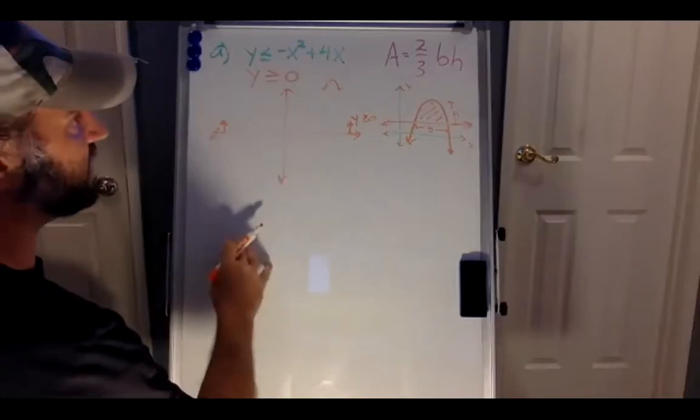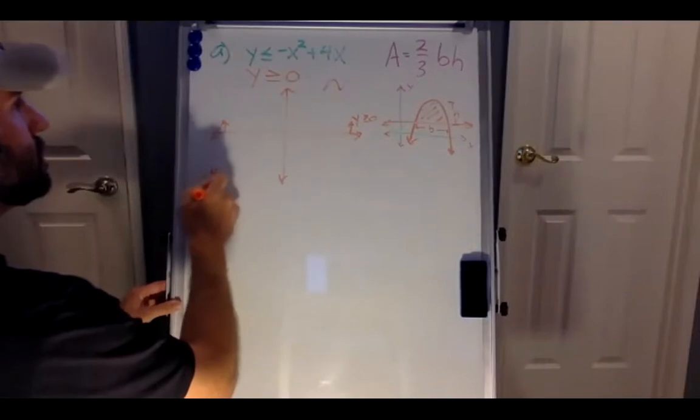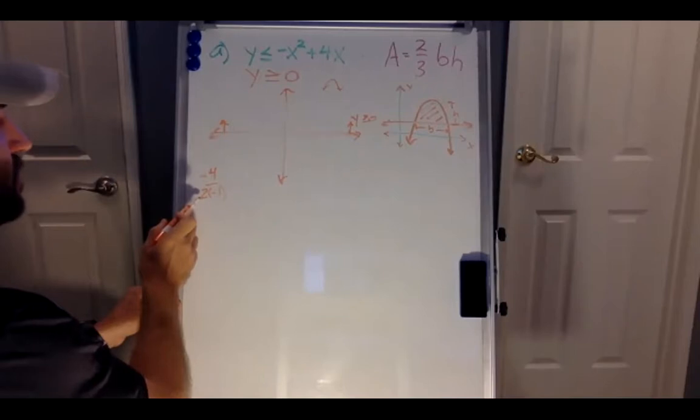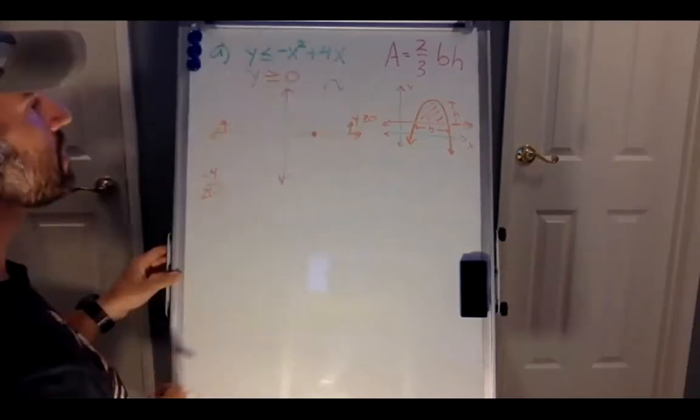Well, it could be at negative b over 2a is one way to do it. So negative 4 over 2a, a is negative 1. So negative 4 over negative 2 is 2. So the vertex here is at 2. Okay.